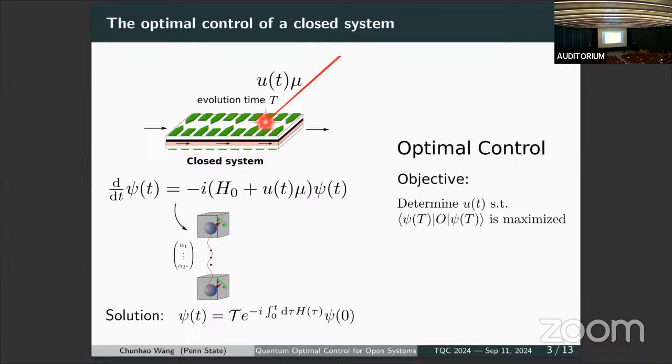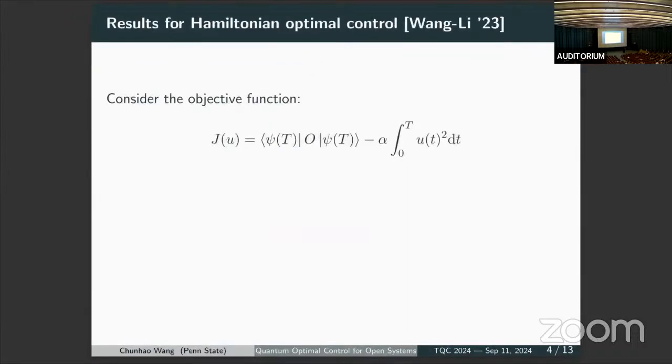How you determine this control variable so that this is maximized is called the optimal control problem. You can imagine that it is a very important problem. It has many applications, and there are a lot of classical algorithms for solving it. But the classical algorithms also suffer from the exponential growth of resources in terms of the number of qubits. So we have quantum algorithms for solving this optimal control problem. We define this objective function, which is this expectation value, but we also have this regulator term. Recall that we want to maximize this objective function, so the regulator term makes sure the control function is not too large.